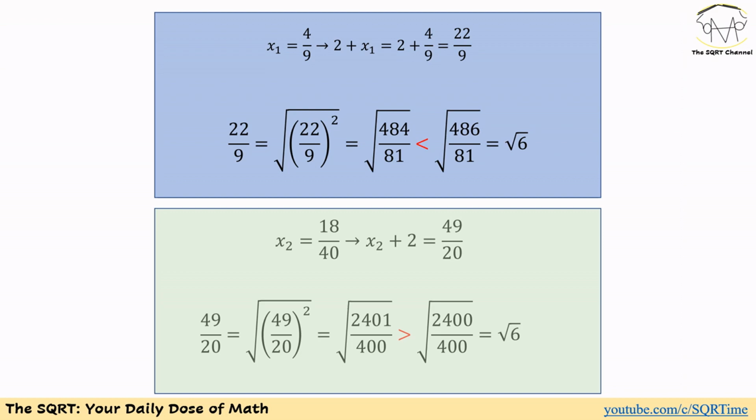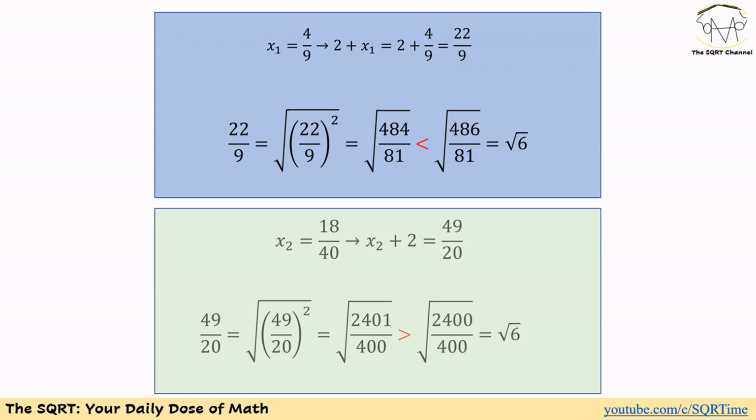Let's take another look. We started with x_1 = 4/9, and we know that 2 plus x_1 is going to approximate √6. 2 plus x_1 is actually 22/9. And now we want to see if 22/9 is greater than or less than √6. I'm going to write 22/9 as the radical of (22/9) to the power of 2. And we know that 9 to the power of 2 is 81 and 22 to the power of 2 is 484.